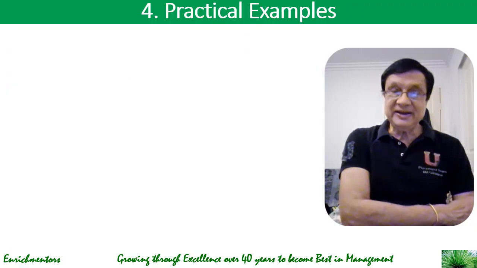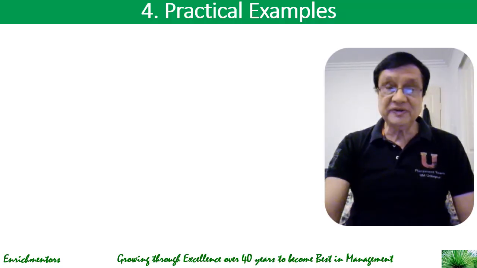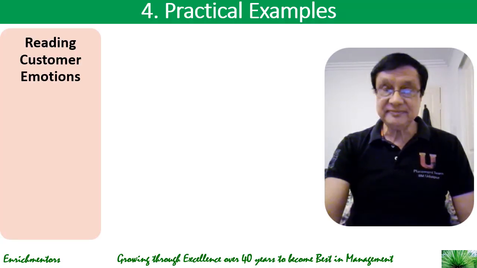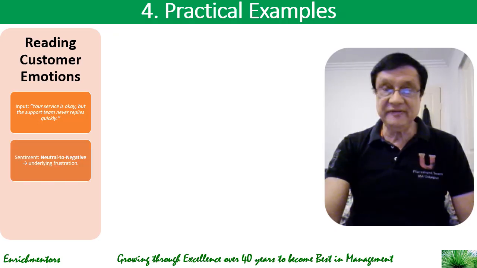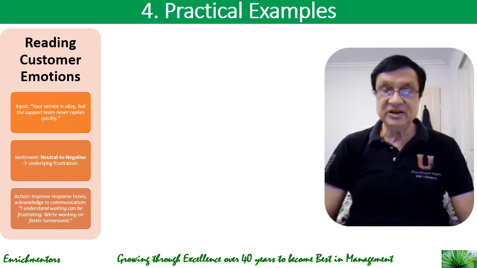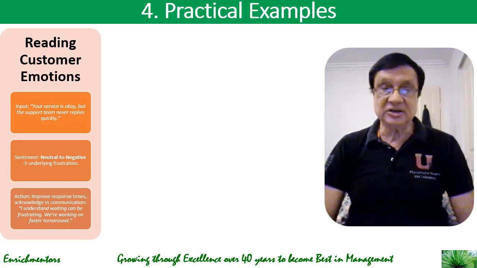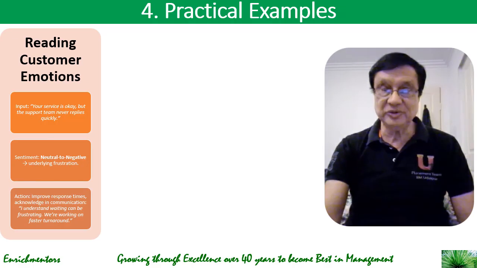Let's take a look at some practical examples. Let's take an example first of reading customer emotions. The input is, your service is okay, but the support team never replies quickly. And the sentiment revealed there will be neutral to negative with an underlying emotion of frustration. And your action could be to improve response time, and acknowledge in communication that I understand waiting can be frustrating. We are working on faster turnarounds. So that is one good practical example for reading customer emotions.